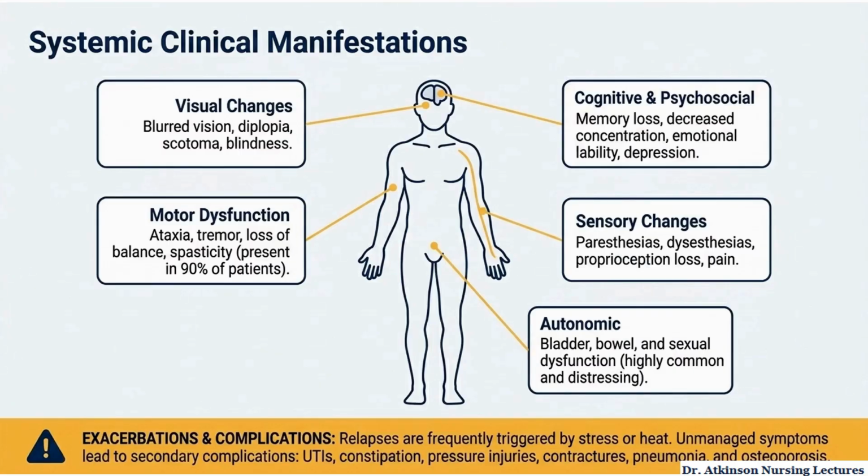MS symptoms depend on where demyelination occurs within the CNS. Visual symptoms are common and may include blurred vision, diplopia, scotomas, or even blindness from optic neuritis. Motor dysfunction can include weakness, tremors, ataxia, balance problems, and spasticity. Sensory symptoms often include paresthesias, dysesthesias, pain, or loss of proprioception. Many patients also develop autonomic dysfunction involving the bladder, bowel, or sexual function.